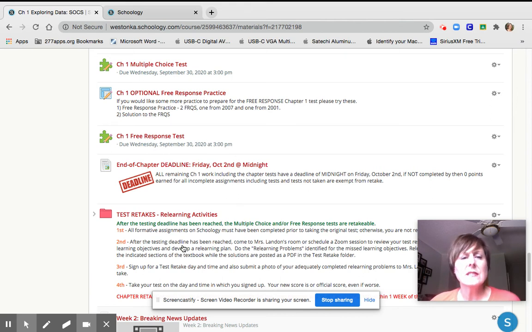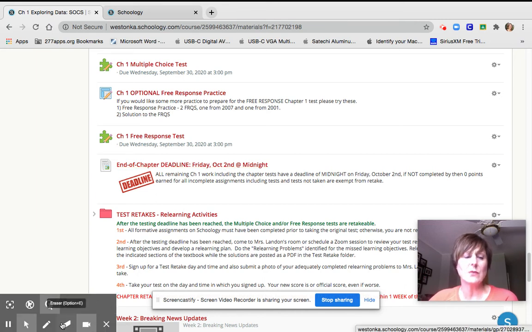Okay. The last thing is retakes. Your tests are retakeable. I'll talk a little bit more about the process once we get closer to the first test being in its retake mode. But the retake does start after this deadline. So after this Friday, October 22nd, you would have 1 week to retake either the multiple choice and or the free response test if you would like to.